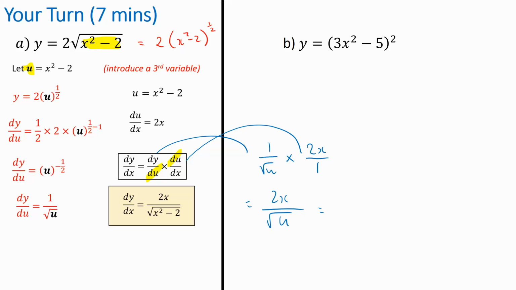But we never leave our answers with u because it was a made-up variable. Therefore, my answer has to be 2x over the square root of x squared minus 2. Easy? That's how you use the chain rule, and it's the same technique that you'll be doing for every exercise. Now, in year 12, you're not required to do this anymore. What I'm doing right now is the year 11 technique. It's how you began last year. But you have to now master this so that you don't have to do all that.